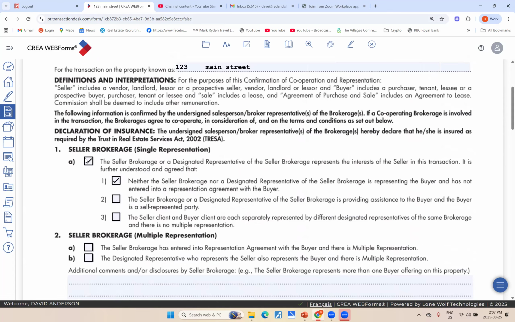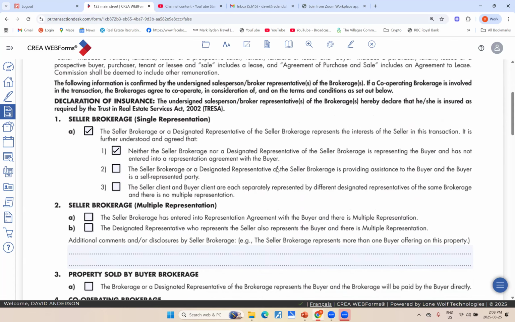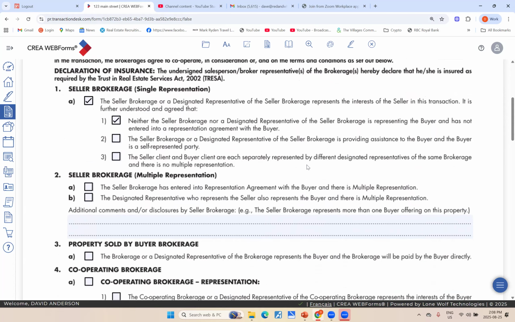More often than not, you're going to be doing 1A1, which is the seller brokerage or a designated representative of a seller brokerage represents the interest of the seller in this transaction. It is further understood and agreed to that neither the seller brokerage nor a designated representation of the seller brokerage is representing the buyer and has not entered into a representation agreement with the buyer. So this would be normally when you are representing the seller and another company is representing the buyer. Okay, so that would be 1A1.